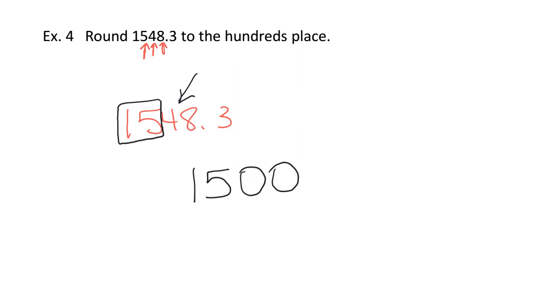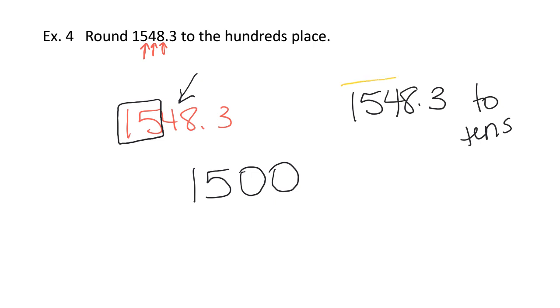Now, we can do another one. Let's say we wanted to round 1,548.3 to tens. Okay, to the tens place. We're going to go to tens, so that's this part right here, and this tells me to round up, so it's 155. Now, it is tens place, so I have to add the 0 to mark that it's 1,550, not 155. Those are two totally different numbers.